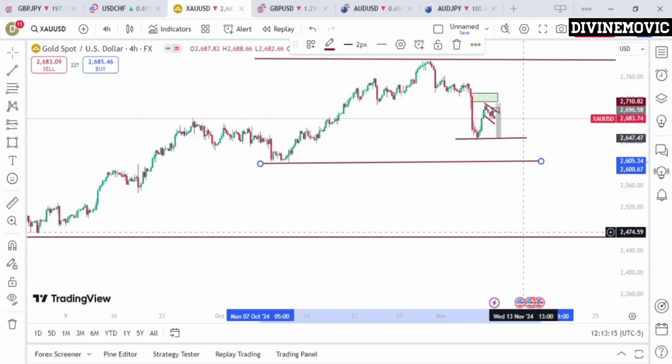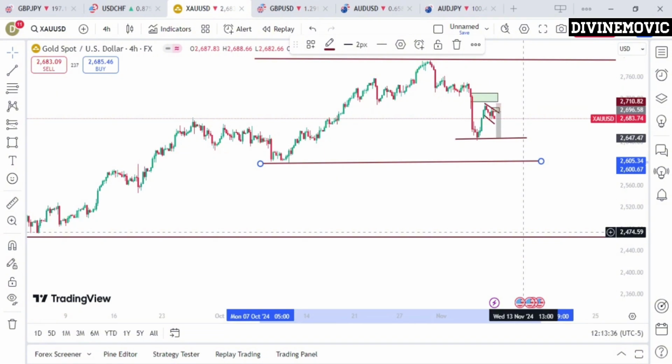And the reason I'm going to confirm this is because of the fundamentals behind gold right now, and most importantly, the new administration of Donald Trump. Gold and US dollar are inversely related. What this means is this: if gold is going to be bullish, then USD is going to be weak. And if USD is going to be strong, gold is going to be weak.